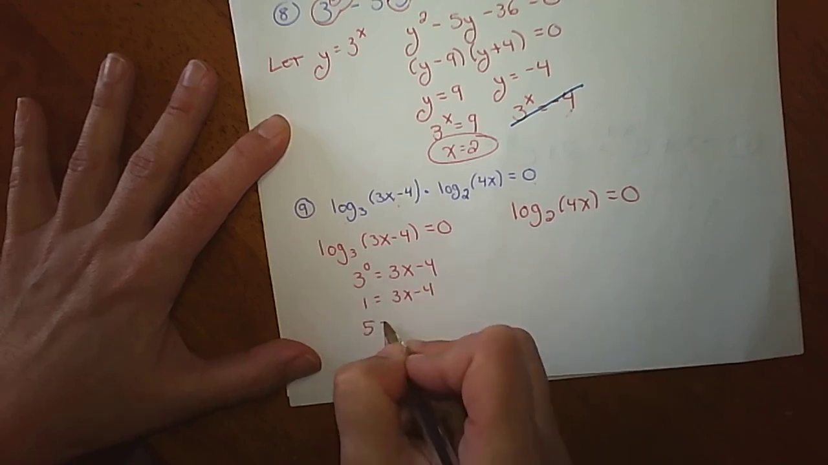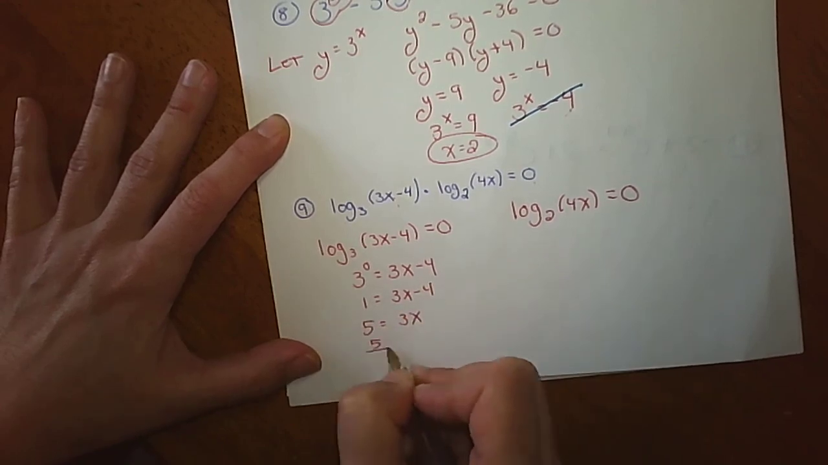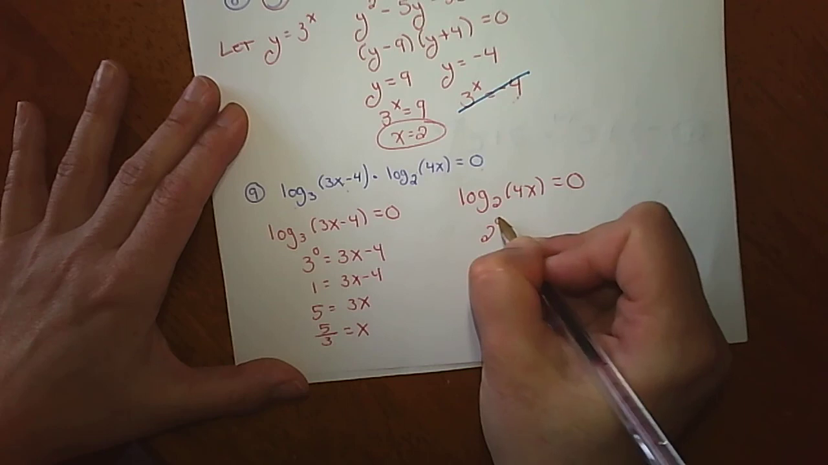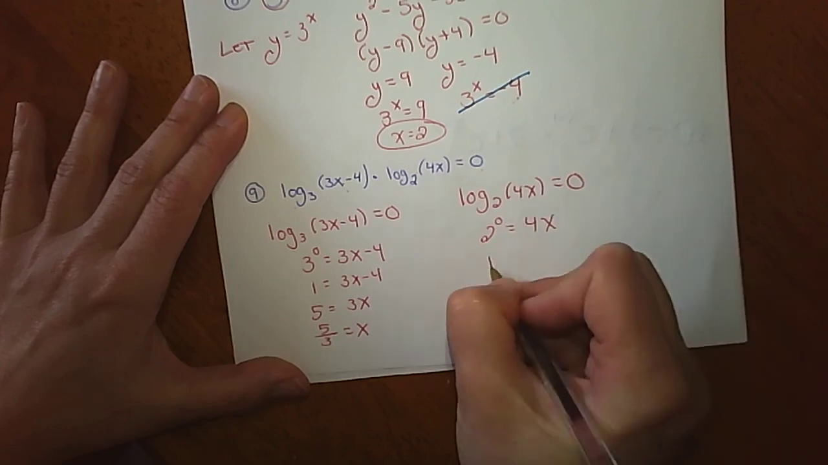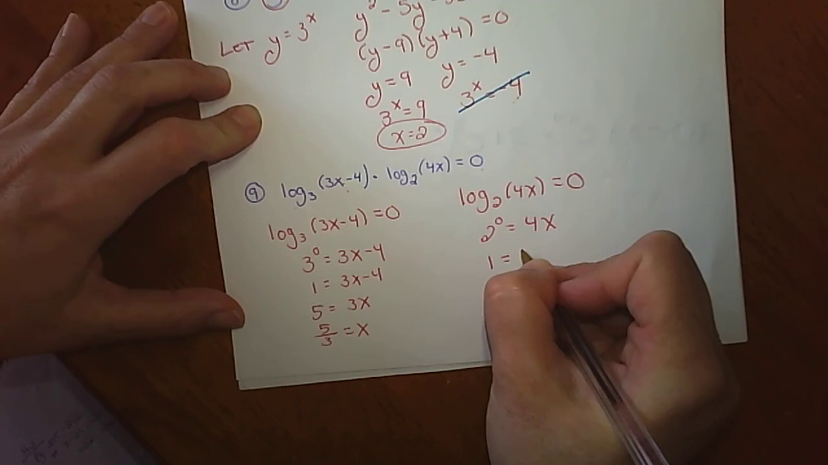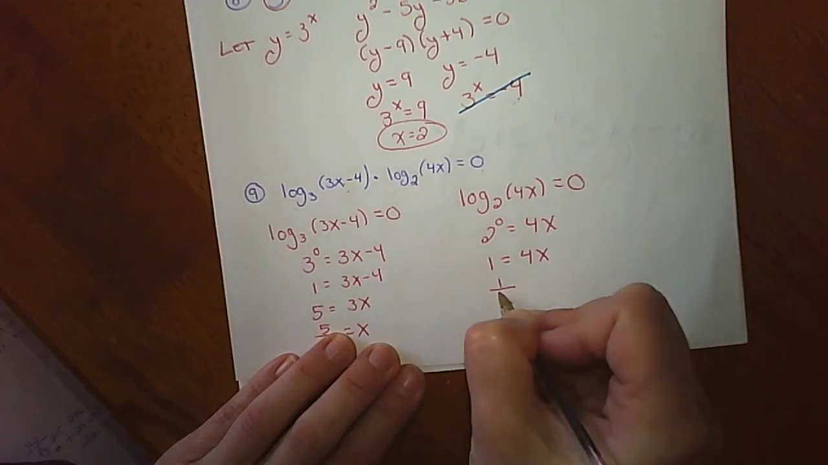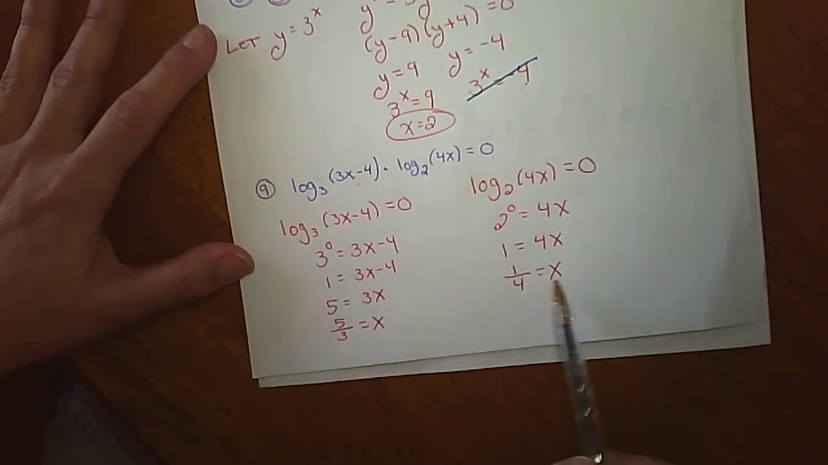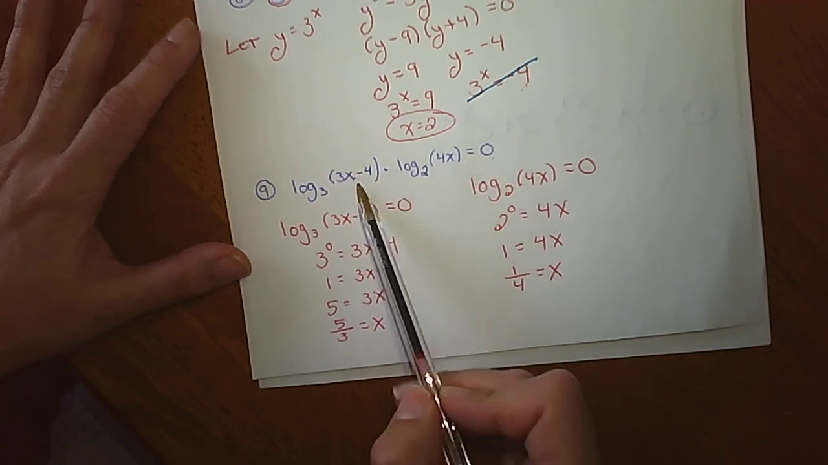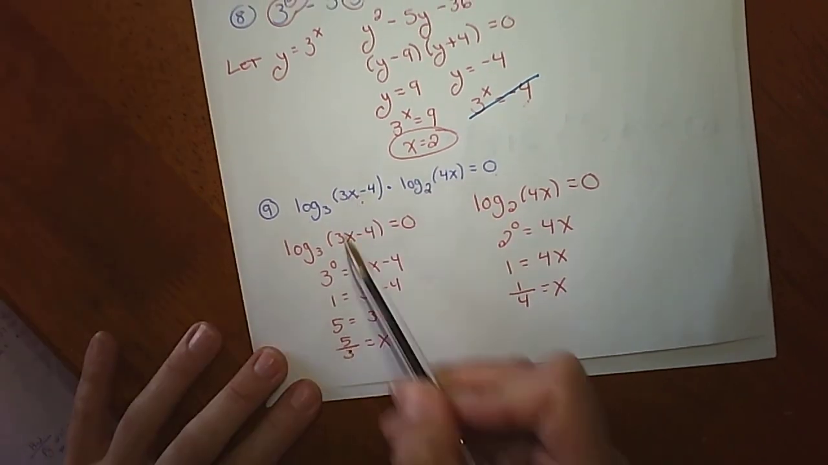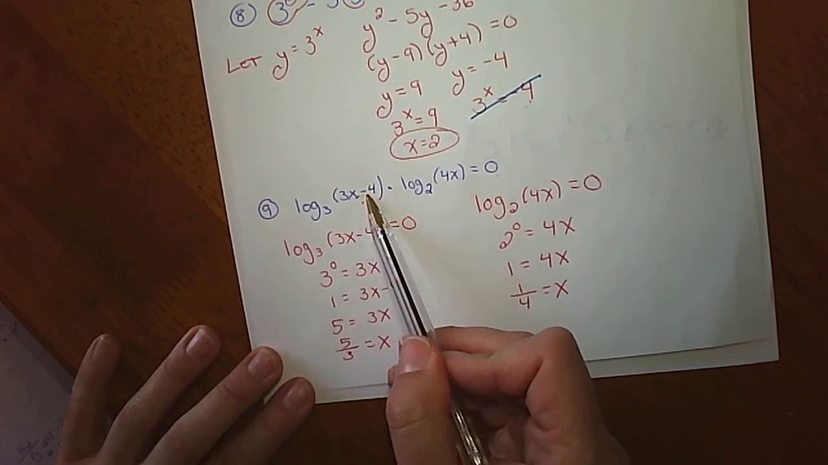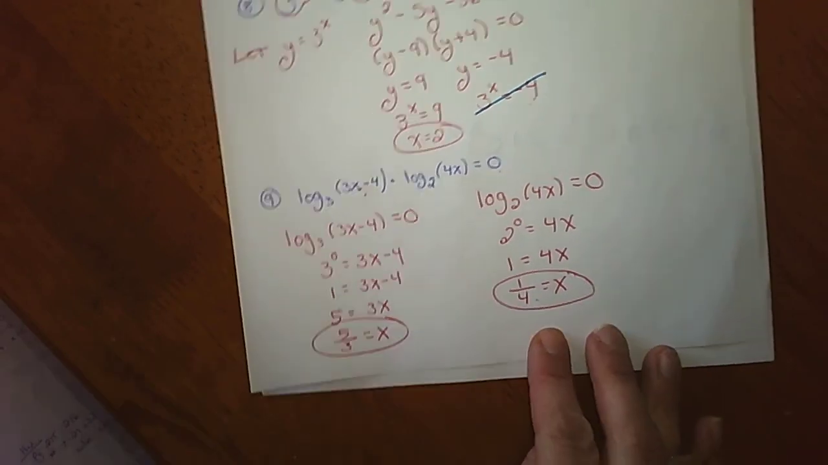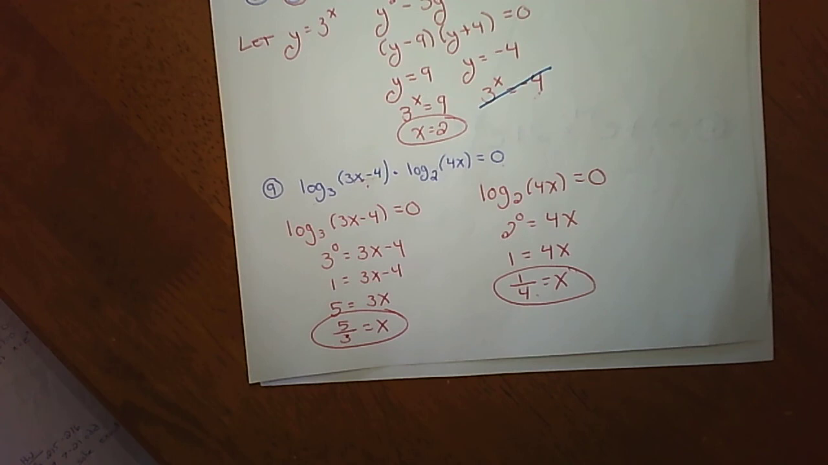Add the 4 over. Divide by 3. I get 5/3. Okay, now this one is 2 to the 0 equals 4x. 1 equals 4x. Right? Divide by 4. And I get 1/4. Now, I'm not circling them yet because this is logs. We got to make sure that these locations are not going to be 0 or negative. And if I plug 5/3 in there, we get 1, so that's okay. If I plug in 1/4, I get 1 as well. So these are the two answers to the question.